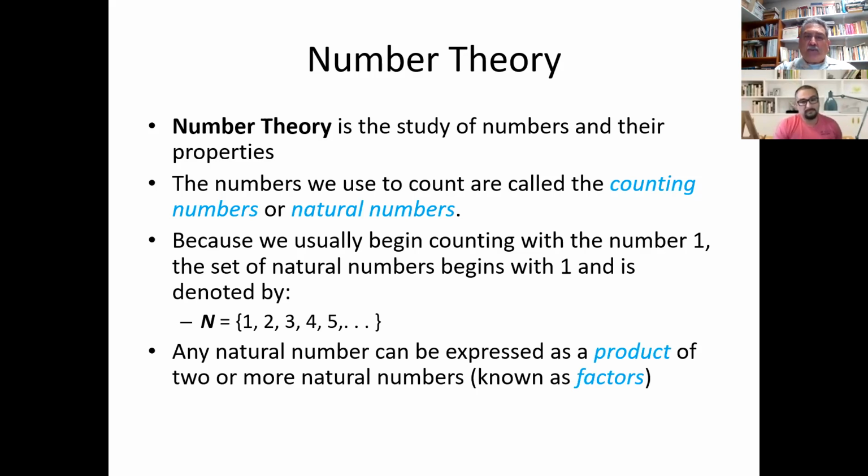Any natural number can be expressed as a product of 2 or more natural numbers, known as factors. For example, 8 is a product of 4 times 2 or 1 times 8. 4 and 2 are factors of the number 8. Or 16 is 4 times 4, 19 is 19 times 1. These 19 and 1 are factors, and 19 is a prime number. 4 is not a prime number because 4 can also be written as 2 times 2.